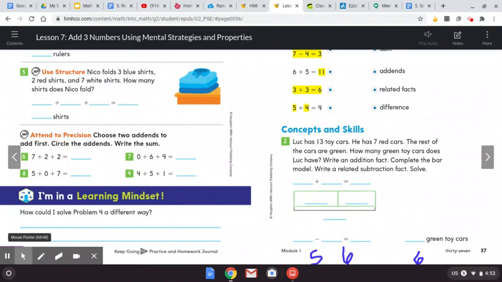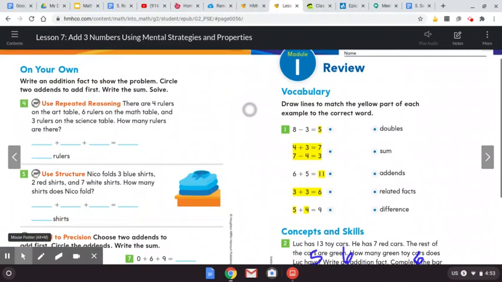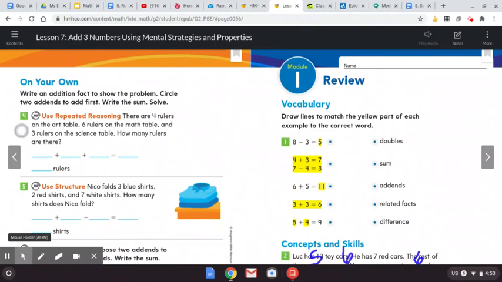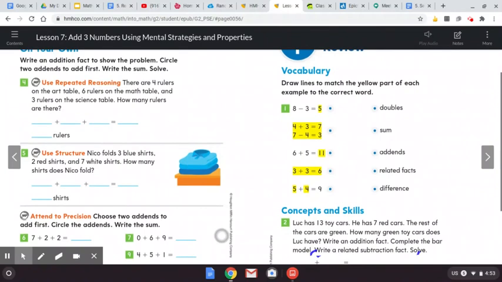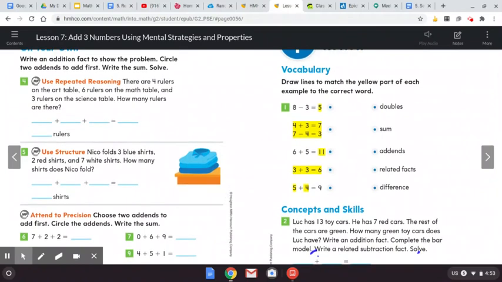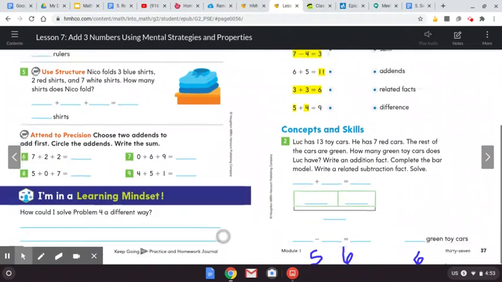In your learning mindset for math, I want you to think about, how could I solve problem 4 a different way? You're going to use problem 4 and you're going to think about it in a different way. You could switch it around. There are 4 rulers on the art table, 6 rulers on the math table, and 3 rulers on the science table. So how many rulers are there?